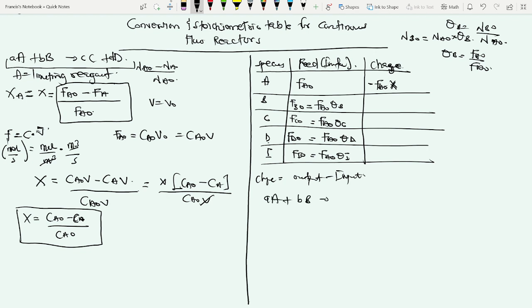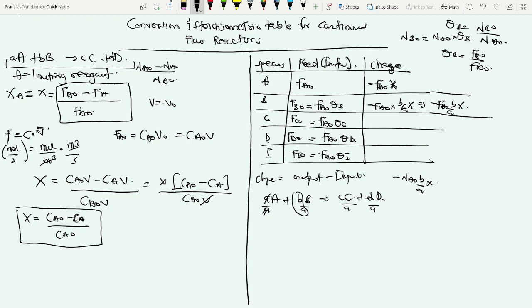So bB going into cC plus dD. We divide through by a, and a, and then we get the ratio. Right? So the change of B now becomes negative FA naught times b over a times the conversion, or simply negative FA naught b over a times the conversion, just like how we did for the batch reactors. For the batch reactors, you have something like negative NA naught b over a X. So the same thing here.